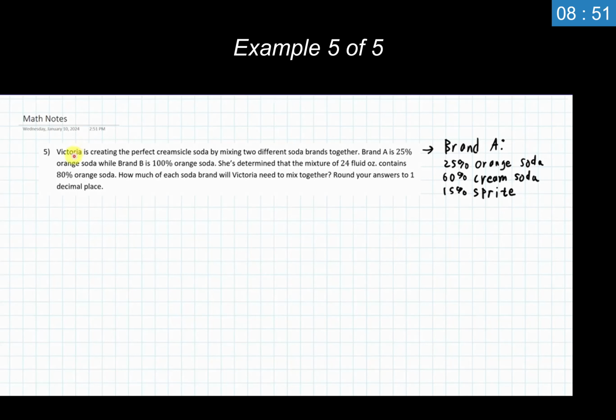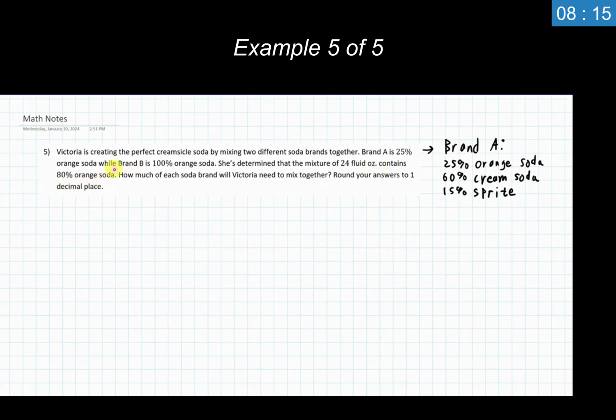Number 5 is telling us, Victoria is creating the perfect creamsicle soda by mixing 2 different soda brands together. Brand A is 25% orange soda, while brand B is 100% orange soda. She's determined that the mixture of 24 fluid ounces contains 80% orange soda. So, how much of each brand will Victoria need to mix together? So we're told something about the final resulting thing here. We want 24 fluid ounces that's 80% orange soda.